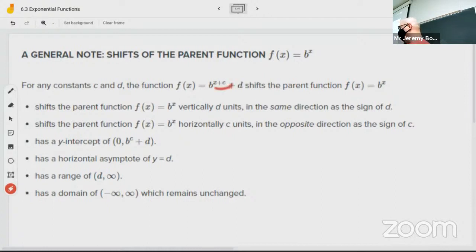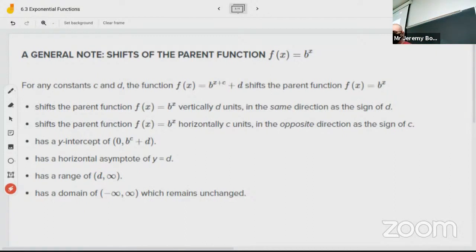The c, that's the number being added to the x in the exponent. It's going to shift our function horizontally, so to the left or to the right, and it's going to be in the opposite direction of the sign. So if it was minus c, it's going to shift it to the right c units. If it's plus c, it's going to shift it to the left c units.